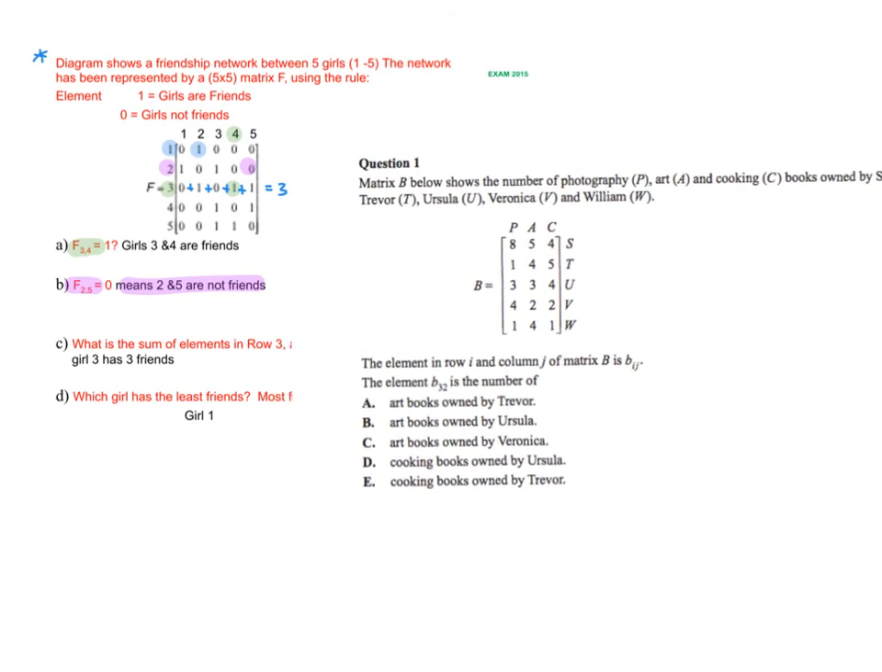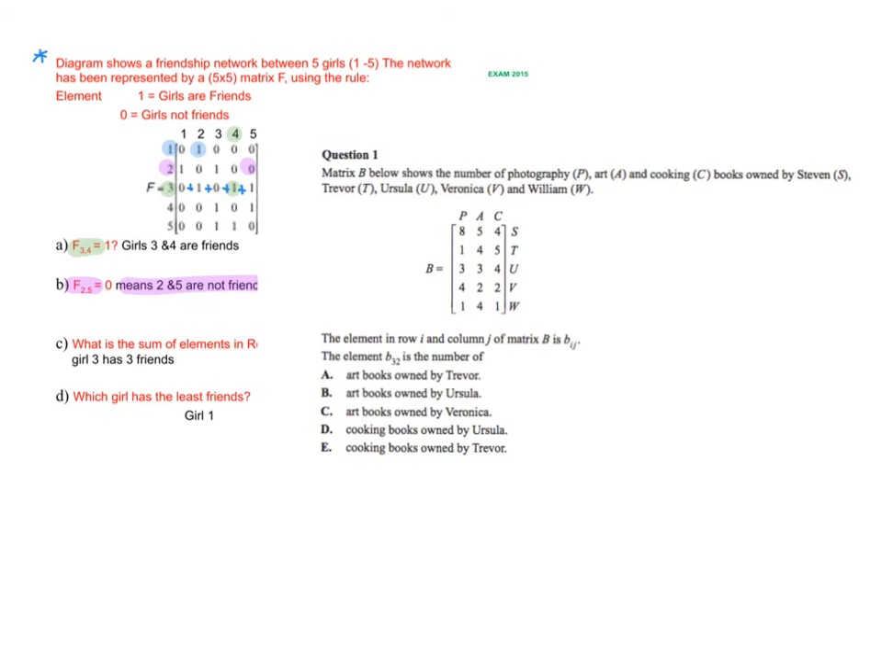So let's have a look at this exam question here. Matrix B below shows the number of photography, art and cooking books owned by Stephen, Trevor, Ursula, Veronica and William. The element in row i and column j of matrix B is Bij. Do you remember yesterday I said they always have to say that so that you know that's the rule, that's the pattern. It's not a standard law across all the world for maths, but in matrices for Further it is, but they still have to state it across every question.